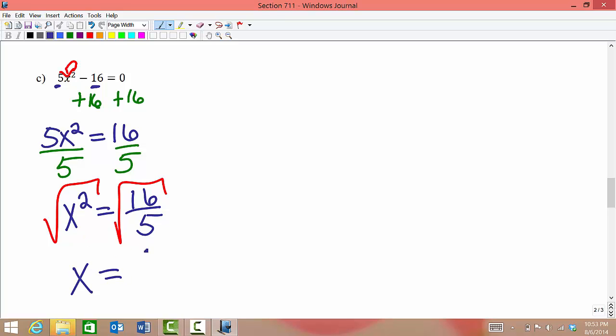The square root of x squared is x, plus and minus, and let's go ahead and start to simplify this square root. We know that square roots are not simplified if there is a fraction underneath them. So we want to separate the square root of the top and the square root of the bottom.